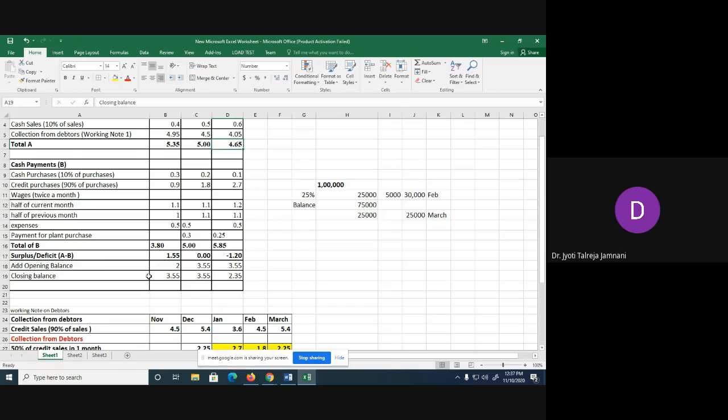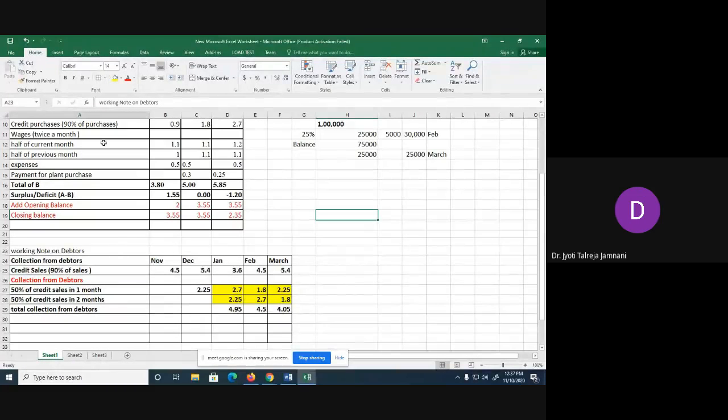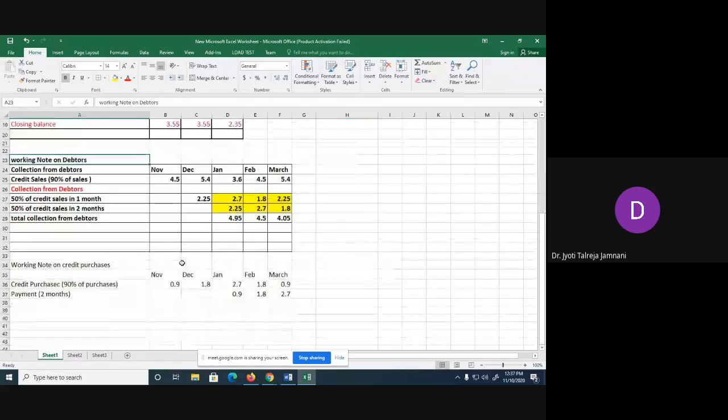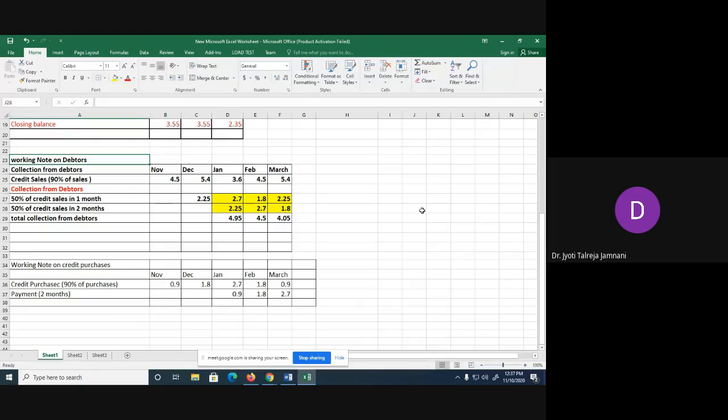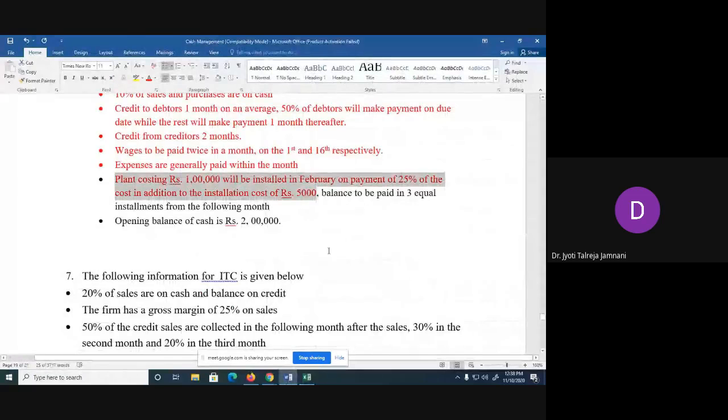Anybody having any doubts in this sum? Okay, the major thing that you have to remember is how to do the working notes properly so that you don't get a wrong number, wrong figure. So you need to be very cautious while doing the working notes. And we had 2 working notes here. So these are the 2. Fine, I'll copy this in the Word document and I'll share it with you. Let's do the next sum. Any doubts in this sum, anybody?